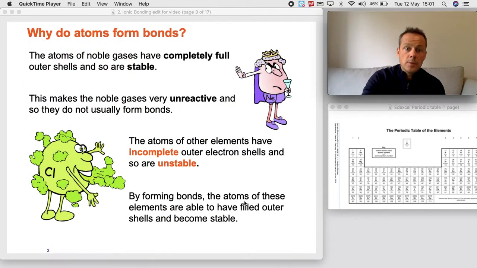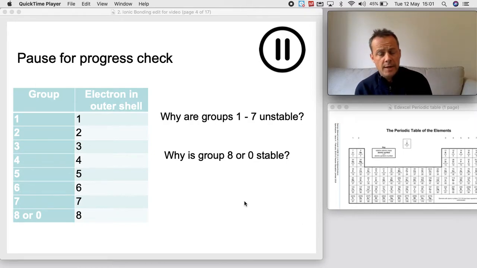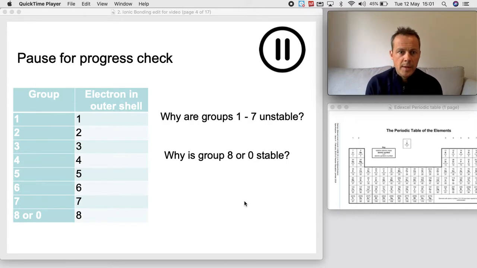We've just talked about the idea of outer shells being completely full, stable. If they are not completely full, they are unstable. I'll include this PDF file with the lesson assignment so you can go through it at your own speed as well. If we look at some of the groups in the periodic table, group 1 has 1 electron in the outer shell. Group 2 has 2 electrons in the outer shell. Group 3, 3 electrons, and it goes on like that. Group 8, or group 0, depending on what periodic table you're using, has 8 electrons in the outer shell.